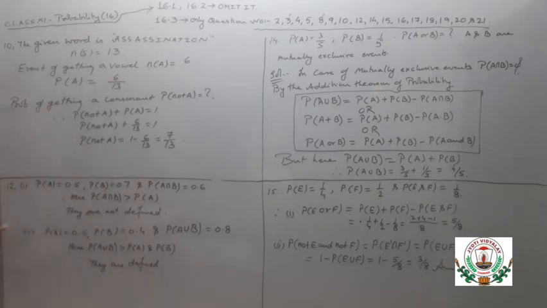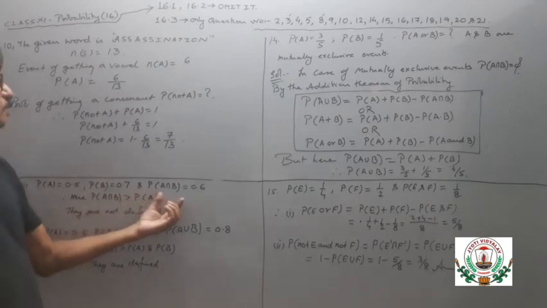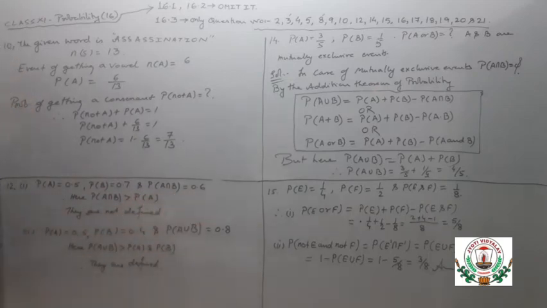Our next question: probability of A is 0.5, probability of B is 0.7, and probability of A intersection B is 0.6. It is just an oral question. Here probability of A intersection B, clearly you can see, is greater than any one of these probabilities. So therefore it is not defined. If A intersection B is greater than any of the individual probabilities, then it will be not defined.